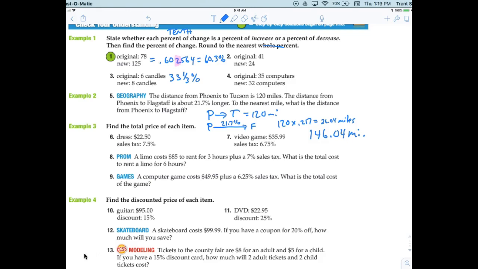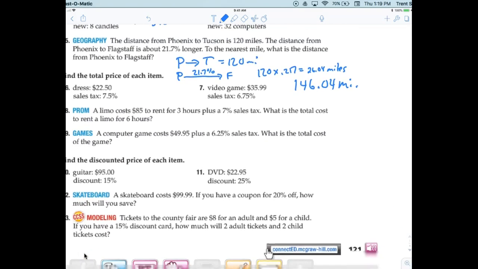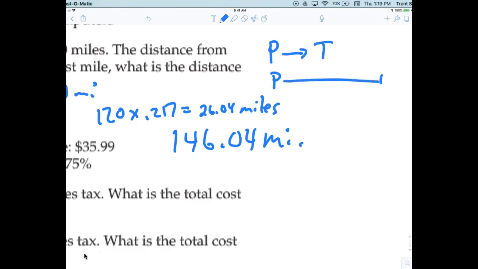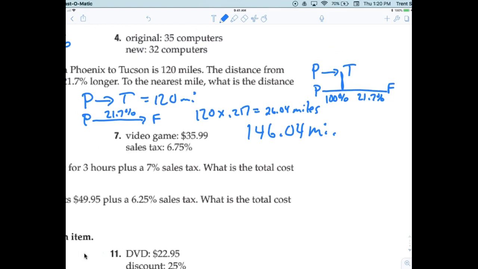Now what I want to do is make a representation here. Everybody look up. From Phoenix to T, right, and then Phoenix to F. Do you agree? So from here to here represents 100%, and from here to here represents 21.7%. Do you agree? So altogether, what percent was that? 121.7%. Do you agree?